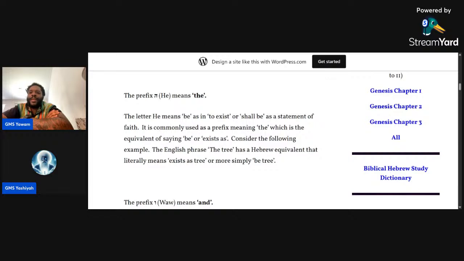Consider the following example. The English phrase the tree has a Hebrew equivalent that literally means exist as tree, or simply be tree. So it has to be a tree that we're talking about for you to say the, or it has to exist as a tree for us to say the. And that's pretty much how it works in translation.